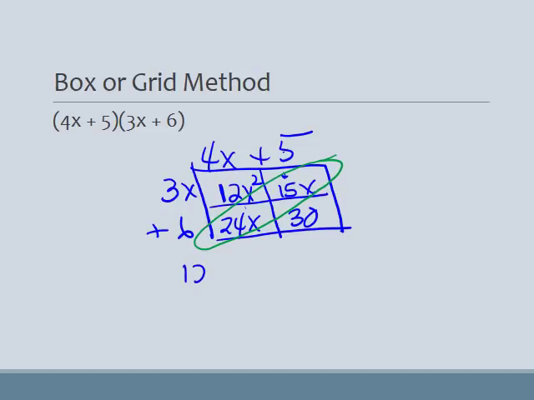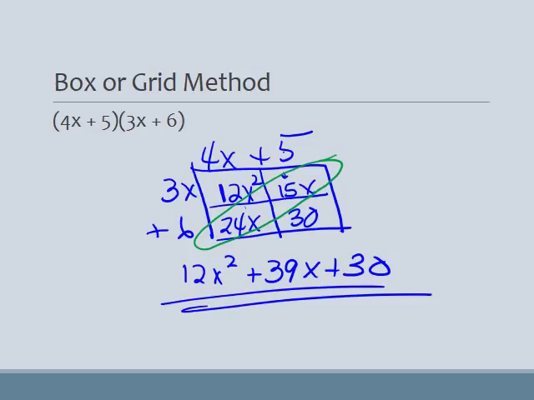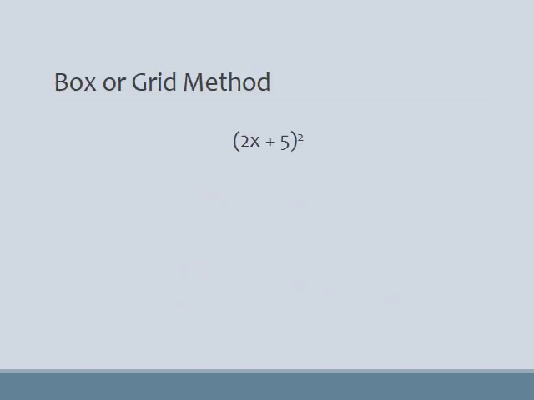So I'm going to get 12x squared. 15 and 24 is 39, so plus 39x plus 30. And there's my answer.